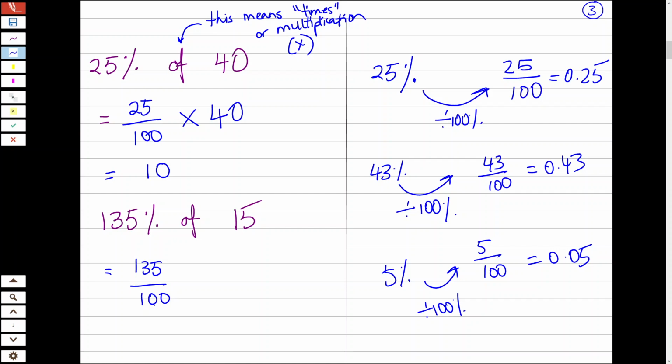But let me remind you. To convert a percentage to a number, take the percentage, divide it by 100, that's why the fraction has 100 here, and then remove the percent sign. Then the word of becomes a times. Then I've got 15 there.